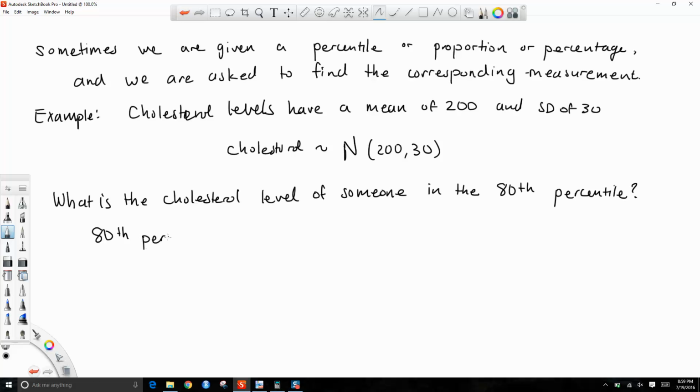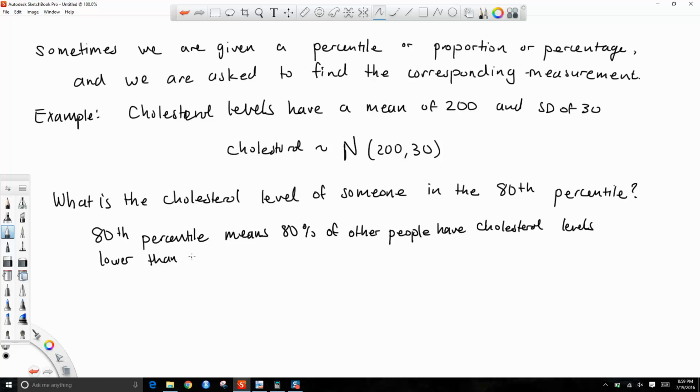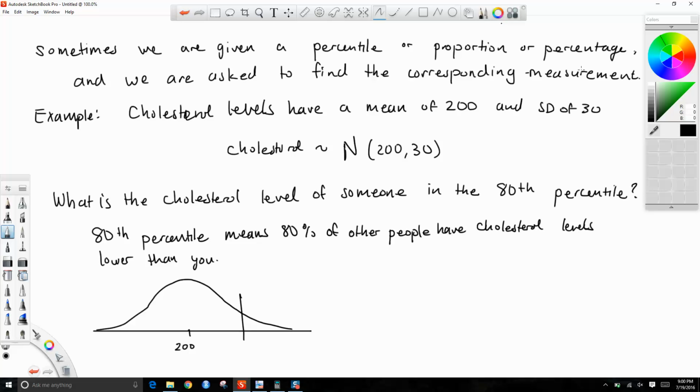Okay. 80% of other people. And so when we draw our diagram here, in the center I'm going to put 200, and I'm going to draw a line right here. And I'm going to say that the shaded area is 80%.